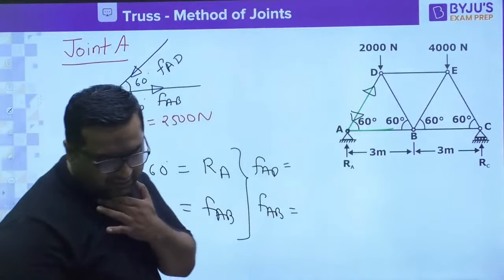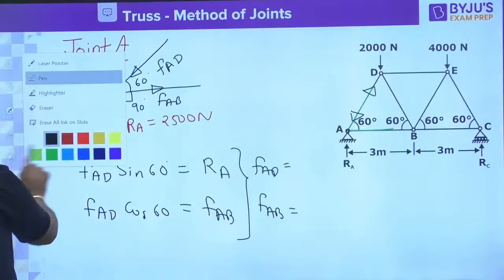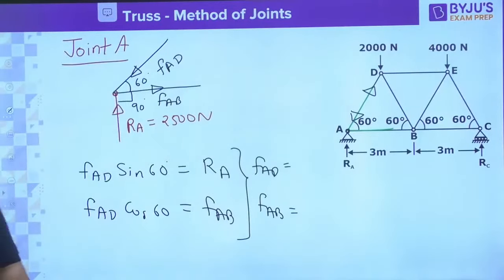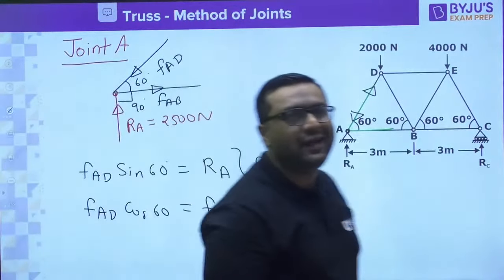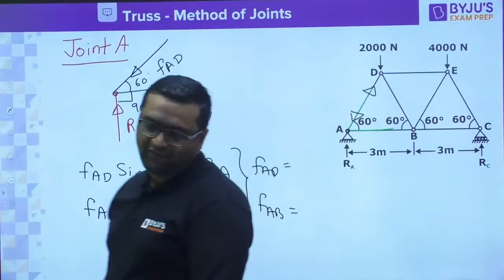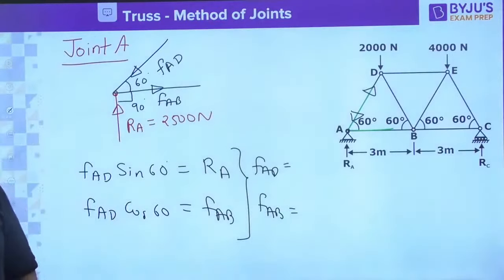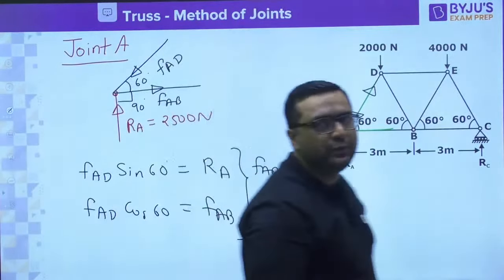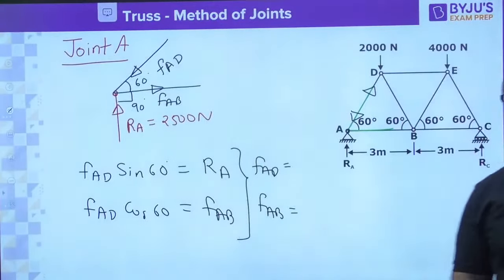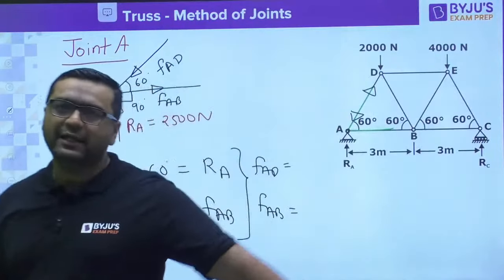Can you give me what are the values coming? FAD and FAB. So guys, I have already calculated for you, but still I am thinking that you may be answering me along with that, it would be a great thing. Otherwise, I will be writing the answers.